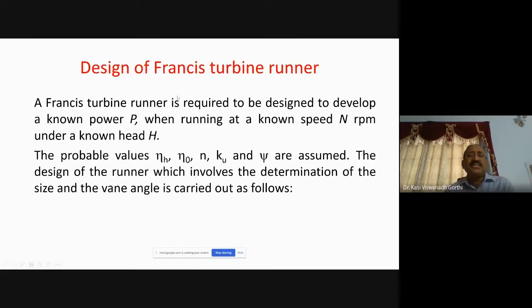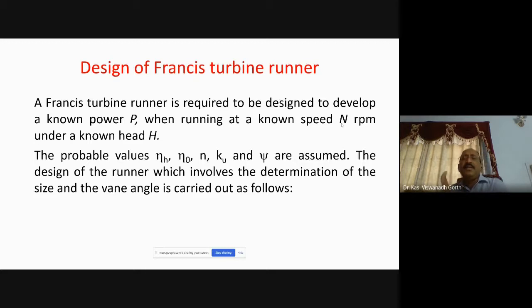Okay. So a Francis turbine runner is required to be designed to develop a known power P. We should be knowing how much power is required to be developed, P, when running at a known speed N, because this is from the generator consideration. For all these turbines, there is a shaft, one side turbine runner and the other side generator. So based on the generator consideration, the speed of the turbine runner will be fixed.